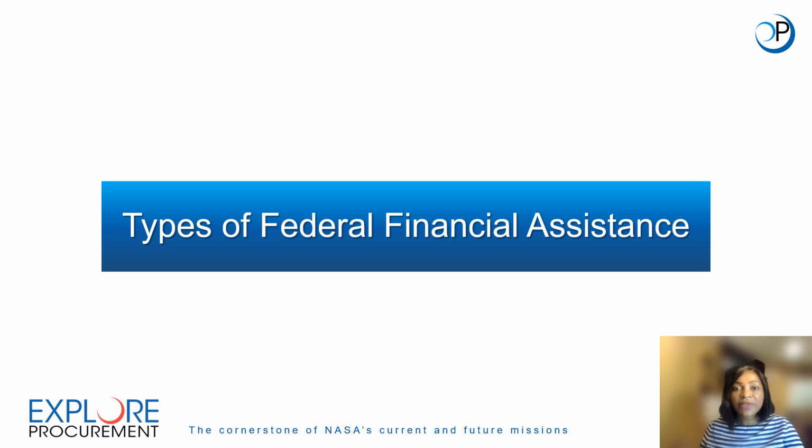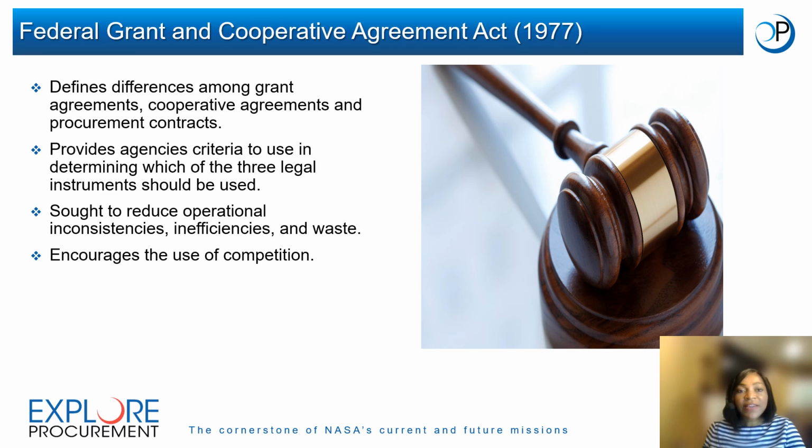Now let's talk about the different types of federal financial assistance. NASA uses several types of federal assistance instruments as described in the Federal Grant and Cooperative Agreement Act. This act provides guidance to government agencies in their use of federal funds, particularly by distinguishing between grants, cooperative agreements, and contracts, and clarifies the meaning of these instruments in order to reduce operational inconsistencies, inefficiencies, and waste. The Act also encourages the use of competition.